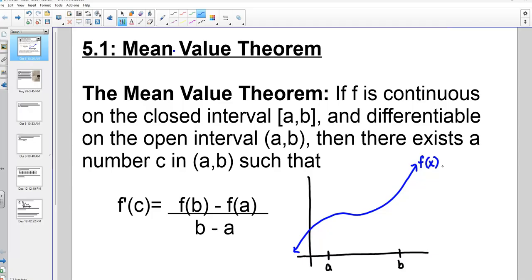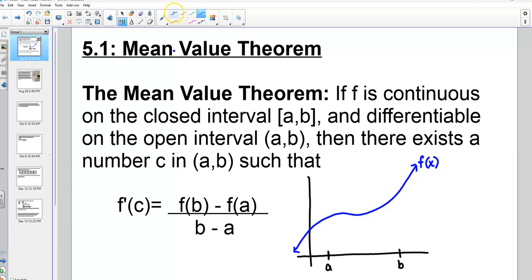It is. It also must be differentiable from a to b. It doesn't have to be differentiable at the endpoint. That's a technicality you're not going to run across too often, but it does happen sometimes. For it to be differentiable, first of all, it has to be continuous, and then it can't have any sharp turns or vertical tangents in the graph. So we don't have those things happening here. So it says there exists a number c in between a and b such that f prime of c equals f of b minus f of a over b minus a.